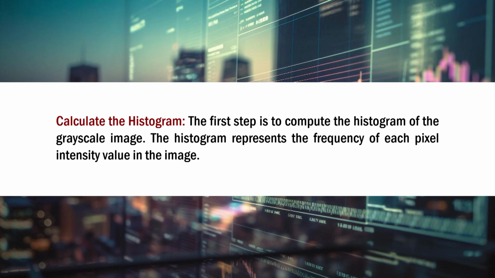First is to calculate the histogram. The first step is to compute the histogram of the grayscale image. Here again we are taking a grayscale image for less complexity. As we discussed, color images require different channels and slots for all the channels to enter the values. For grayscale we have a single channel. So here we are taking a grayscale image. The histogram represents the frequency of each pixel intensity value in the image, and that is called calculating the histogram.